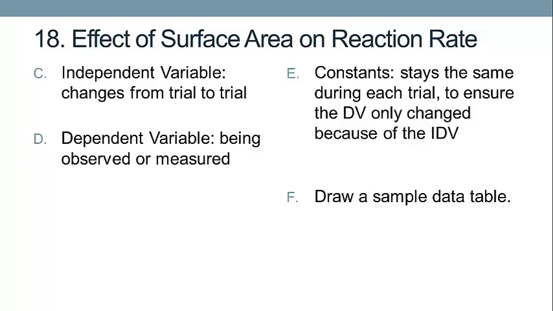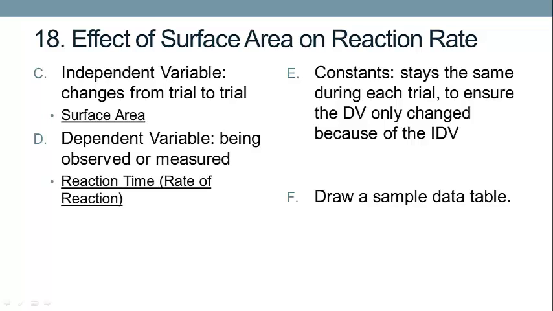The independent variable is what changes from trial to trial. So that's going to be the surface area of the magnesium. The dependent variable is what's being observed or measured. In this case, we're measuring the rate of reaction by recording reaction time.